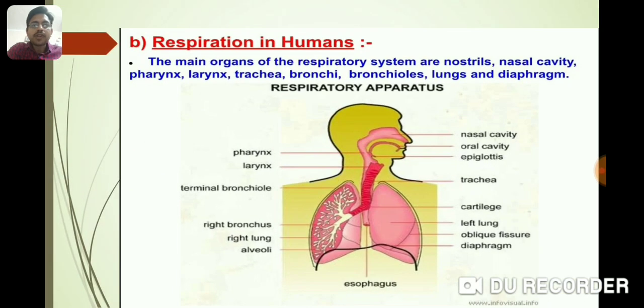Now we will talk about respiration in human beings. In human beings, there is a respiratory system which is responsible for respiration. The main organs of the human respiratory system are nostrils, the holes of your nose, the nasal cavity, pharynx, larynx, trachea, bronchi, bronchioles, lungs, and diaphragm, which you can see in this diagram.